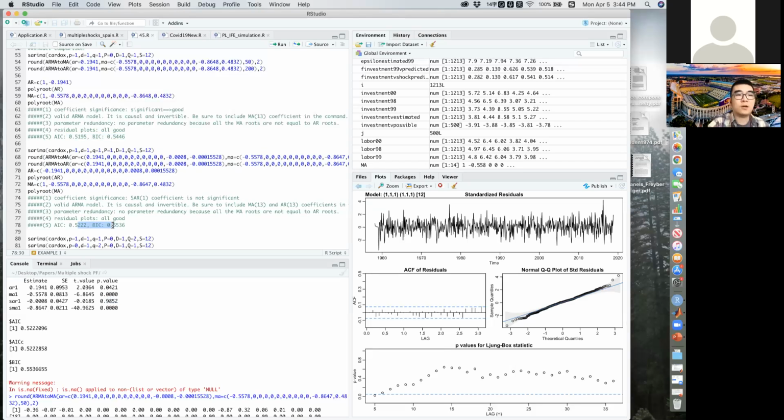Okay. So by comparing model number 3 and model number 2, I can easily conclude that model number 2 is better than model number 3. Okay. Because the coefficients of model number 2 are better, and the AIC and the BIC of model number 2 are also better than model number 3.